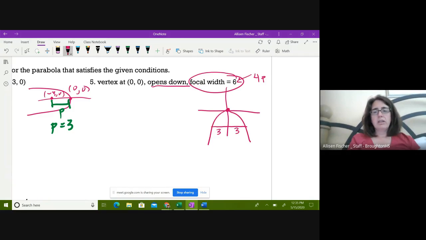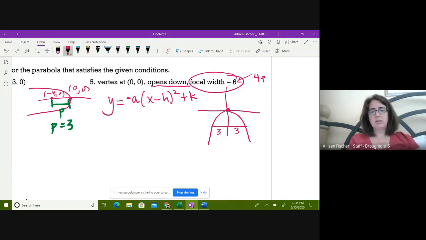All right, so again, if this is opening down, we're going to be able to do our general format. Again, we know we have a. We're going to make it negative because we're opening down. And then this is (x minus h) squared plus k. And like I said in the last problem, a lot of times I like to go ahead and rewrite that a as 1 over 4p, because we know the absolute value of a is equal to 1 over 4p. We throw in the negative there because we know it's opening down.